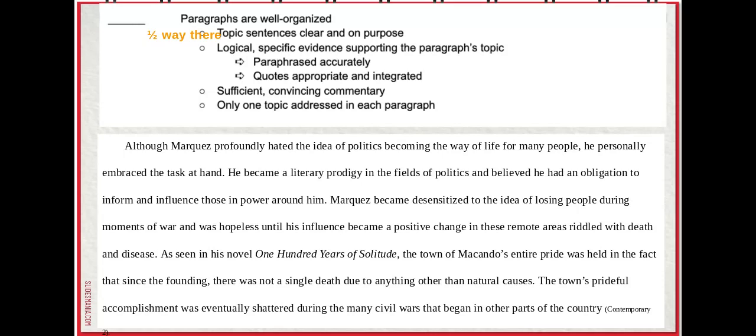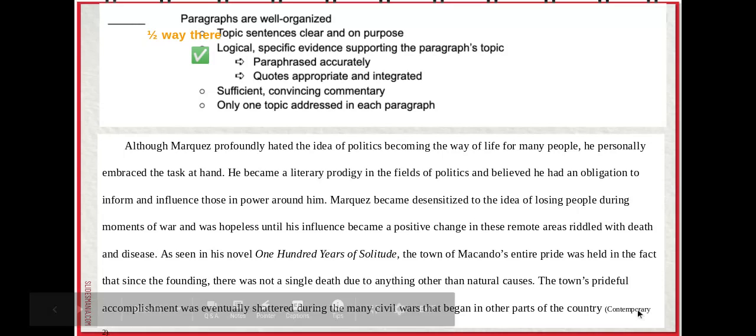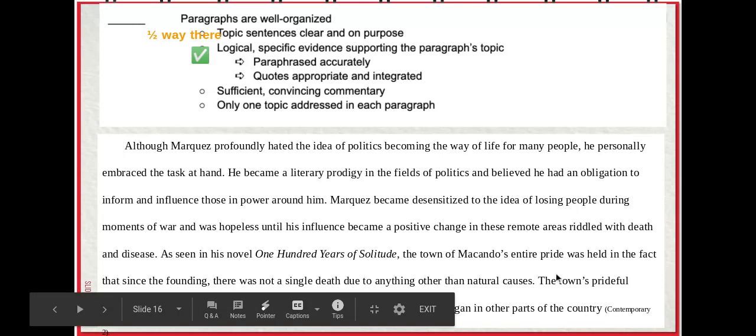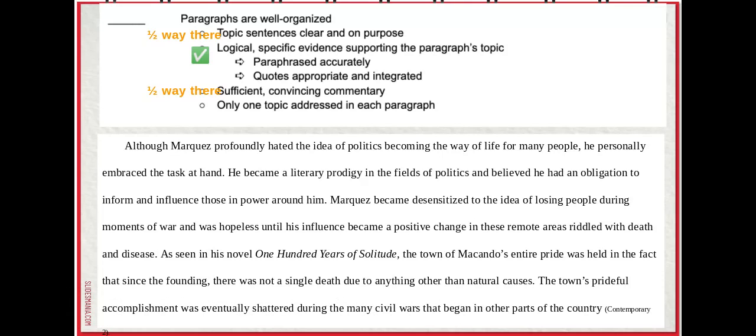So, topic sentence clear and on purpose. We're halfway there. It talks about politics a little bit, but it doesn't really bring it back to the book. It does have logical and specific evidence supporting the paragraph's topic. You can kind of see that down around here. However, the commentary is lacking, but they did only address one topic in this paragraph.